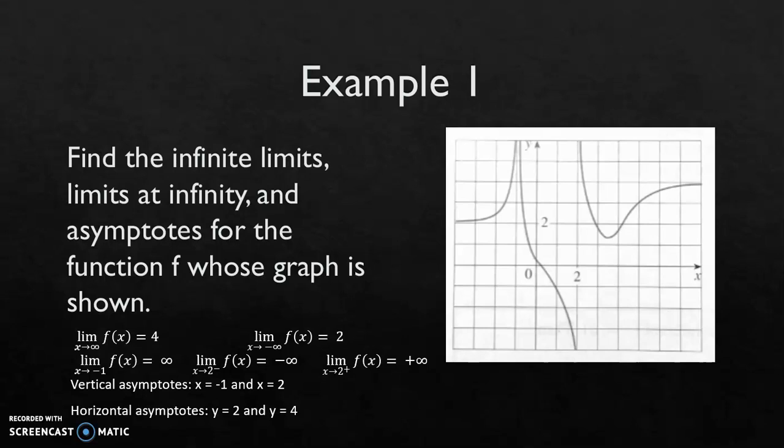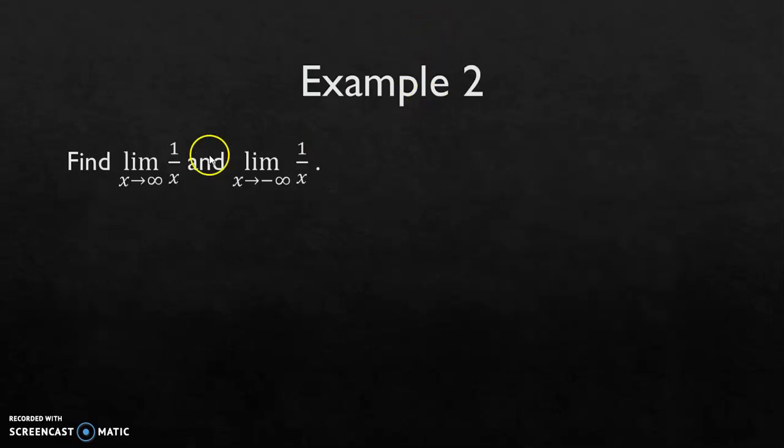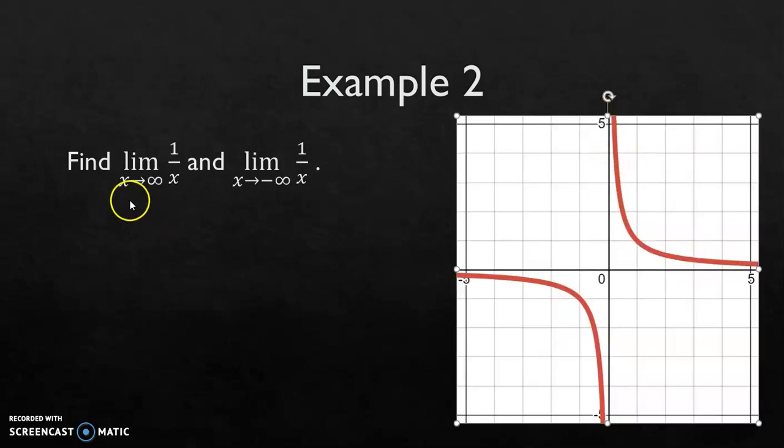Okay, let's look at another example. In example 2, it asks me to find these 2 limits. As x approaches positive infinity, find the limit of 1 over x, and the limit as x approaches negative infinity of 1 over x. So what I'm going to do is bring up a graph of this function because that will make it more obvious what these answers are. Okay, so notice what's happening. As x approaches positive infinity, this function is approaching the x-axis. It's approaching 0. And as x approaches negative infinity, it is also approaching 0.